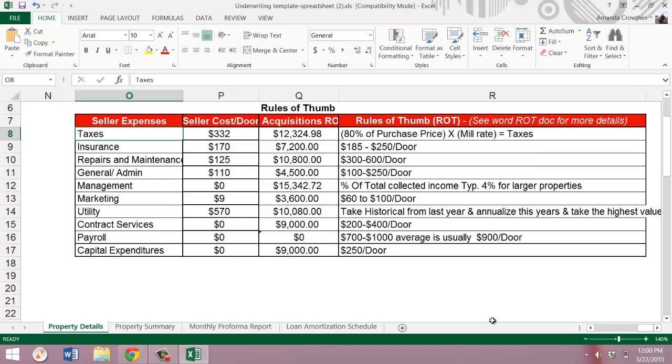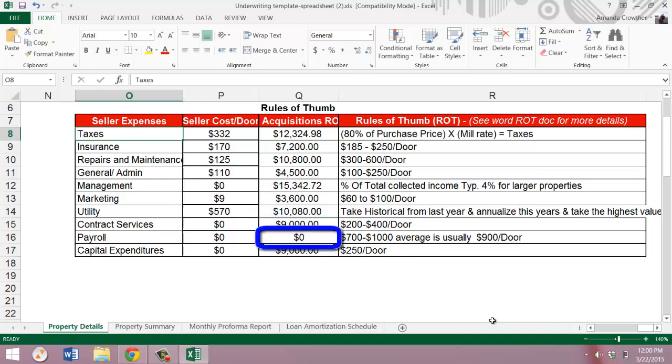pest control and the lawn care. And since this complex is in desperate need of some landscaping, the only thing that will be left once the renovation is done will be to mow the grass. So I'll keep that cost at $250 per door or $9,000.